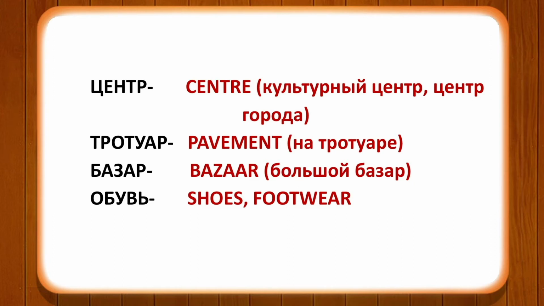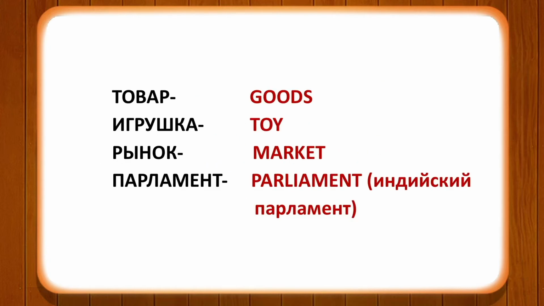Bolshoy bazaar. Obuv means shoes, or you can say footwear. It is used as a singular collective noun in Russian, but in English we use plural forms, shoes. Similarly, for another word, tovar, which means goods. Tovar in Russian we use singular, but in English we use goods. It is a plural form.